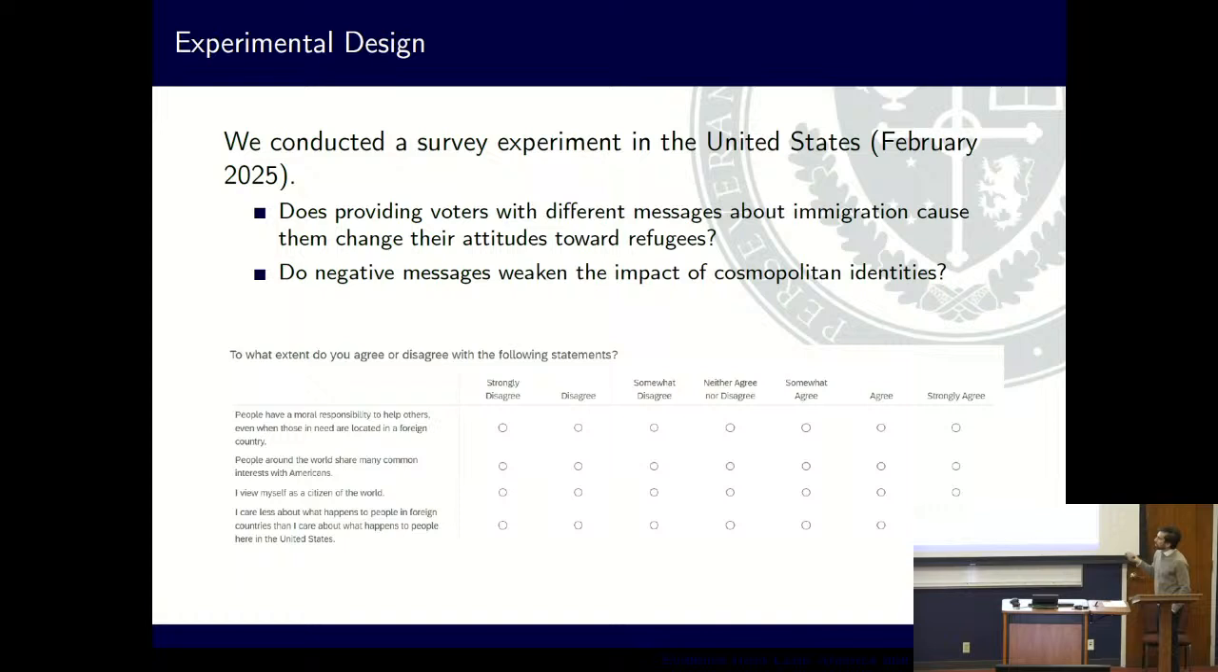Because we got to create this survey ourselves, we asked a battery of questions. For instance, people have a moral responsibility to help others, even when those in need are located in a foreign country. I view myself as a citizen of the world. We put these on a Likert scale, and we made essentially a cosmopolitan index to measure one's cosmopolitan identity.